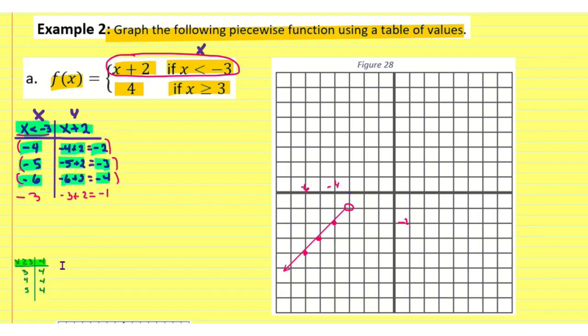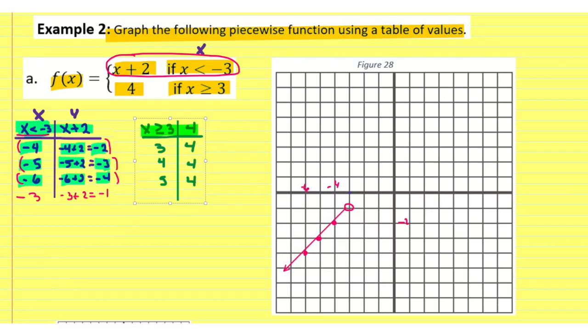And now we're going to go ahead and set the second part of our piecewise function in a table. So again, we have x is greater than or equal to 3, and that produces our x values, and our y value will be 4.